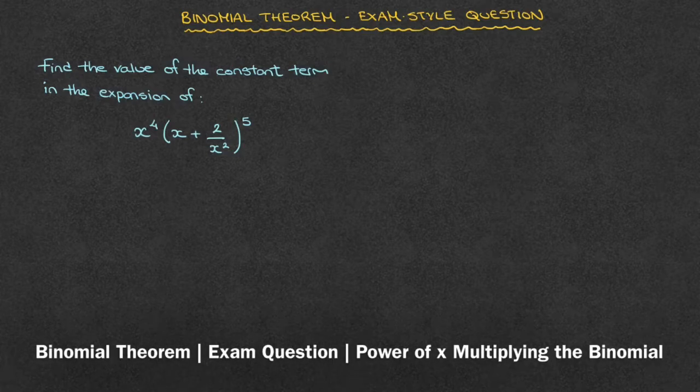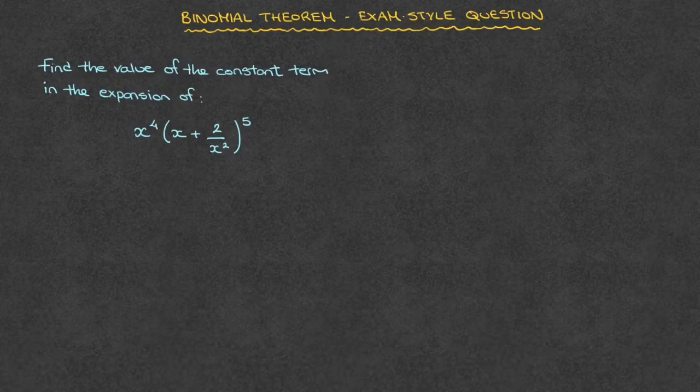We now work through an exam-style question involving the binomial theorem. We're asked to find the value of the constant term in the expansion of the product of x to the power of 4 and the binomial (x + 2/x²) raised to the power of 5.